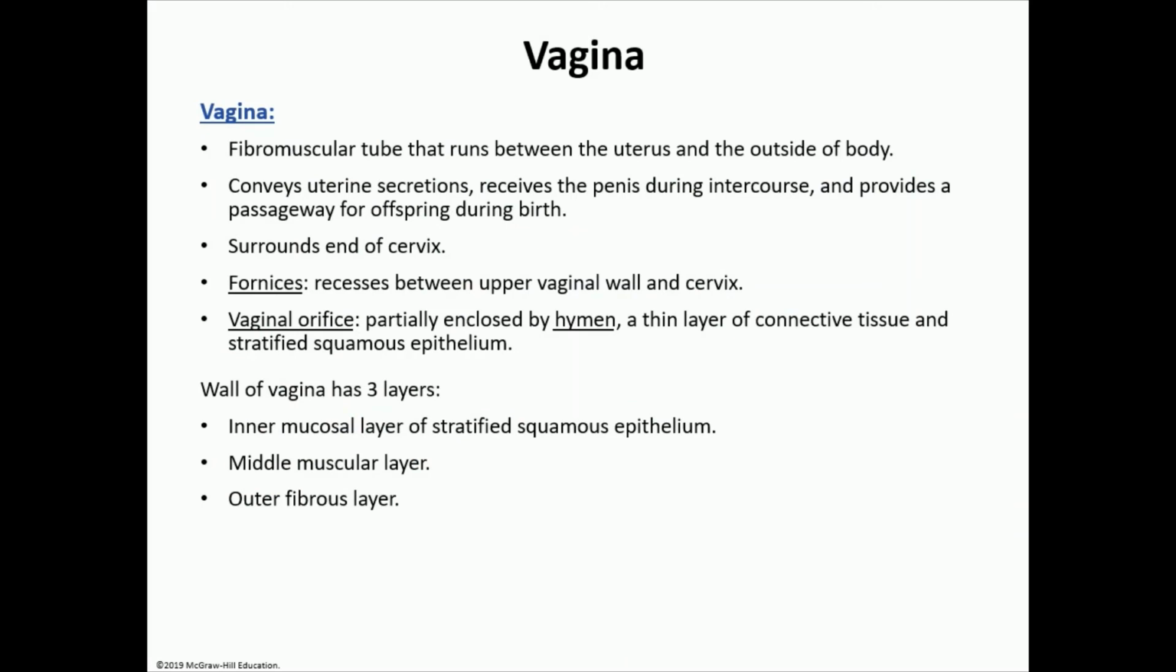Now, the vagina is a fibromuscular tube, and it runs between the uterus and the outside of the body. It'll convey uterine secretions out of the body. It receives the penis during intercourse, and it's a passageway for offspring during birth. At the very top, it surrounds the end of the cervix, and the recess between the vaginal wall and the cervix is known as a fornix.